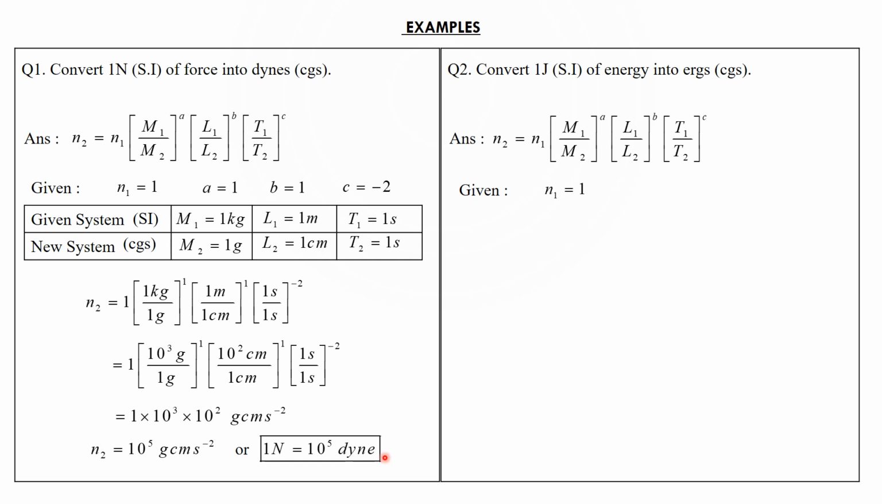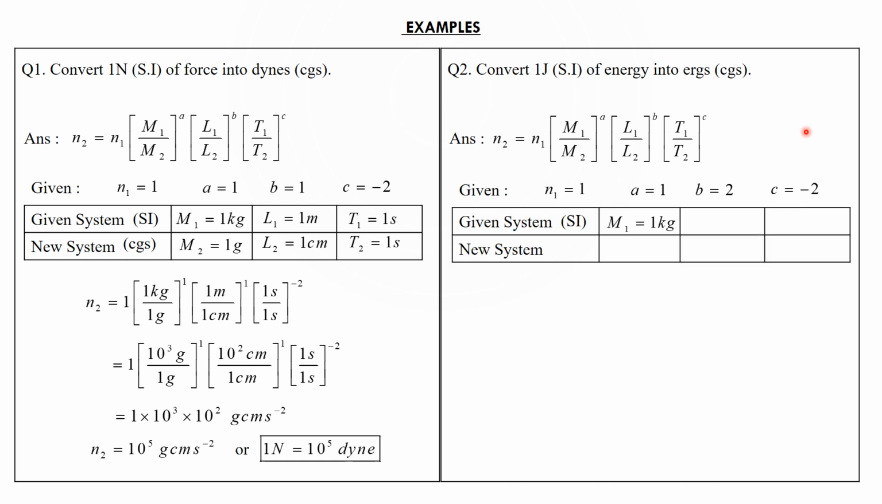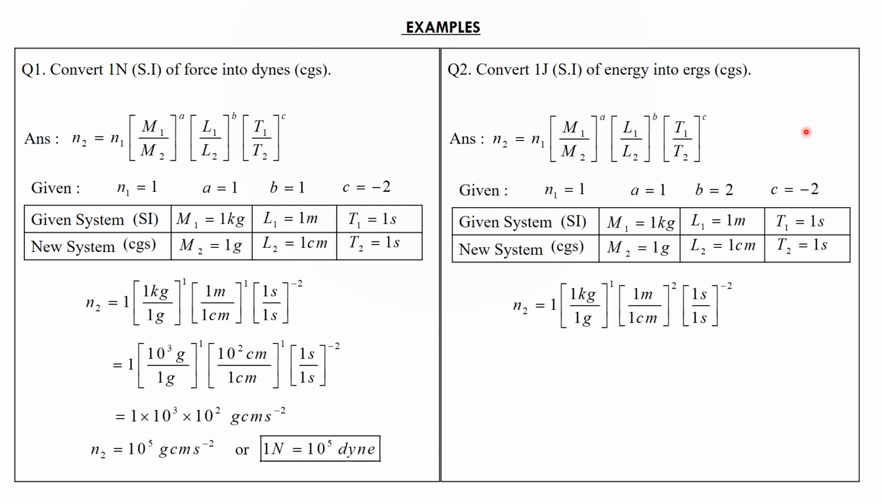Okay. So the formula written, okay, given N1 is 1. Okay. For A, B, and C, we have taken the dimensional formula of energy. So from this I can say that A is 1, B is 2, and C is minus 2. Check the powers here to get A, B, C. Okay, then which is the given system? SI system. So M1 is 1 kg, L1 is 1 meter, and T1 is 1 second. Okay, which is the system asked? CGS. So M2 is 1 gram, L2 is 1 centimeter, and T2 is 1 second.